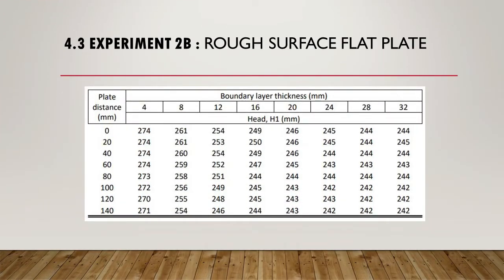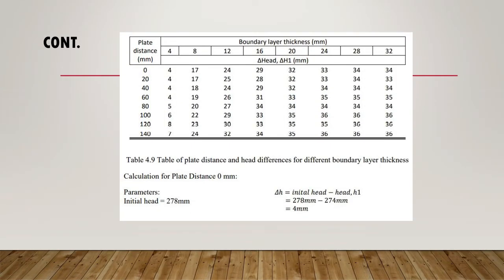Next, I will be talking about experiment 2B, which is the rough surface flat plate. Before, this was smooth, now we'll be using a rough surface, and there is a difference in the data collected, as you can see here. This is the data collected, and here we'll see how to calculate the difference in head. It is the same as before for the smooth surface, however there is a difference in the value for the difference of head.